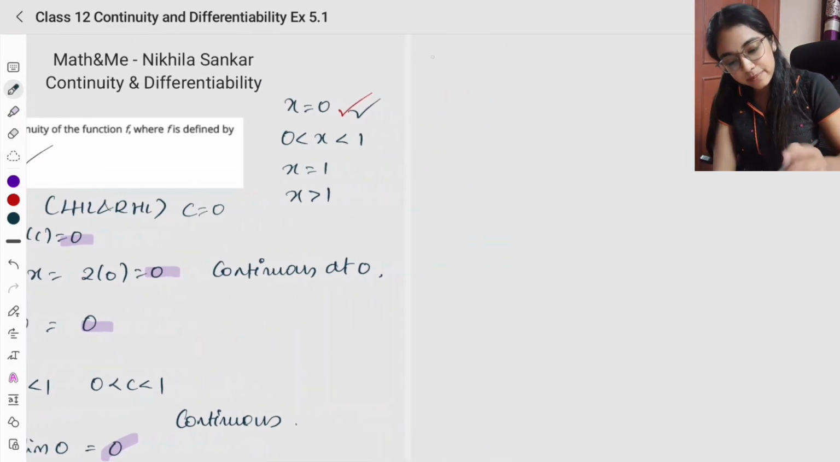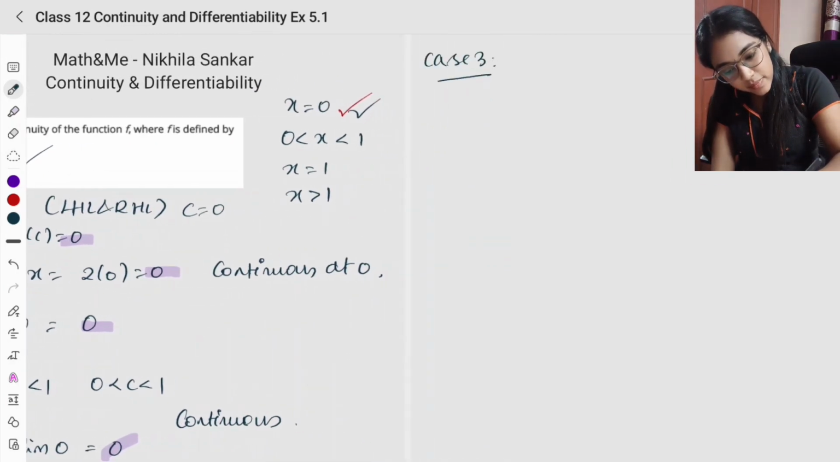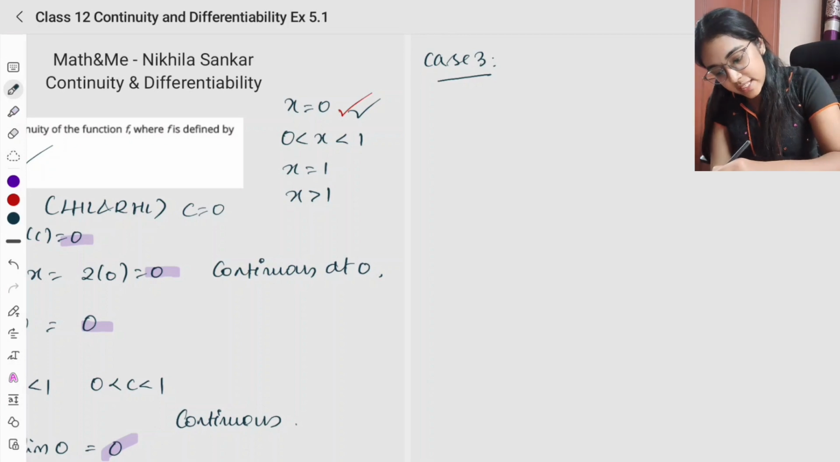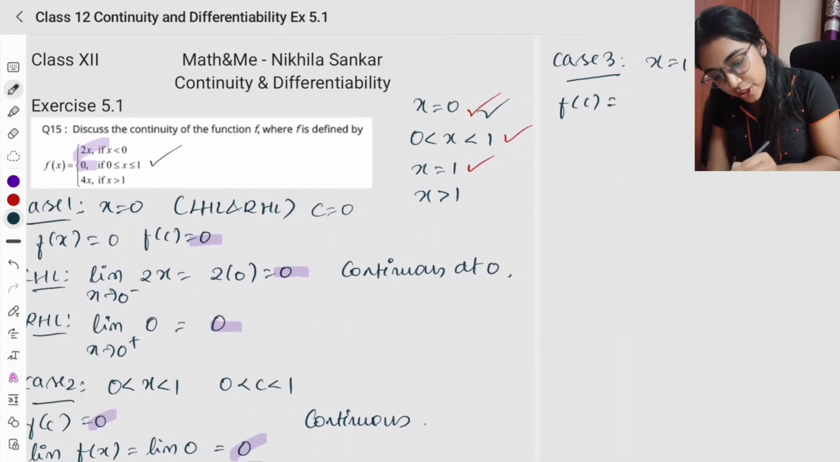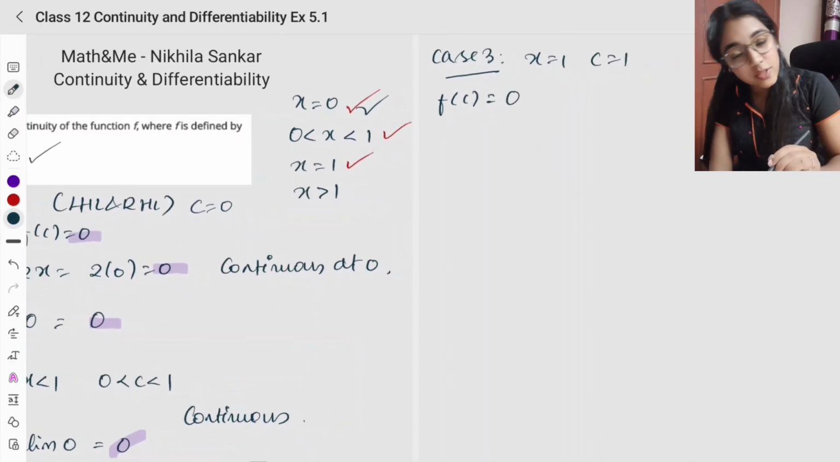Okay, now case 3. What is my case 3? Now x is equal to 1. What is my x is equal to 1? I have c also is equal to 1. What is my f of c? At 1, what is my value? It is going to be 0. So f of c is going to be 0 again.